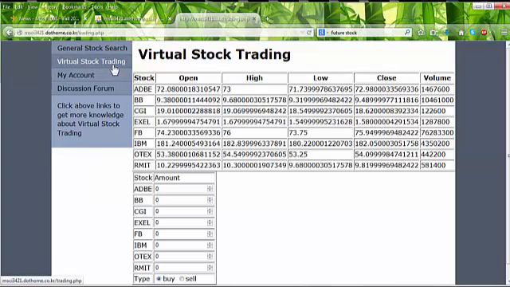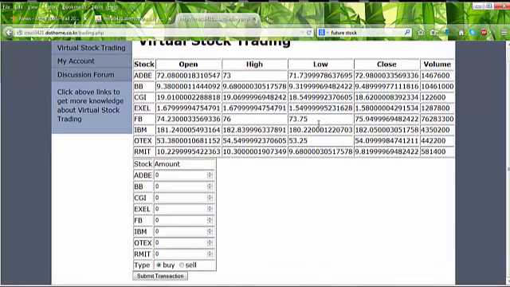Our assumption for the system is that the user is not allowed to short sell. Short selling means the user can't sell something they don't have on hand right now. So they can only sell the stocks they already have in their portfolio.